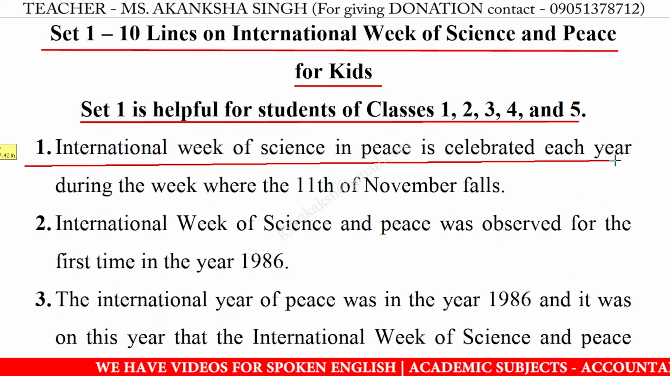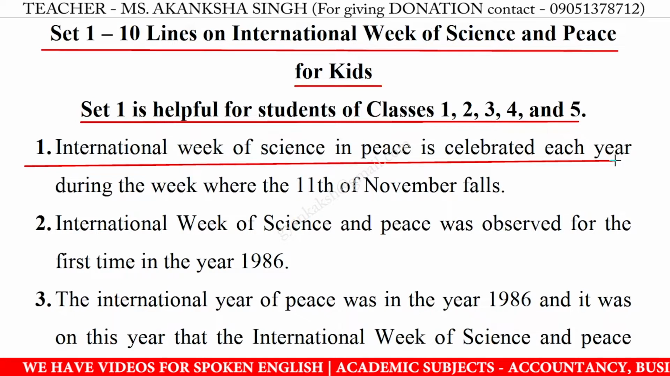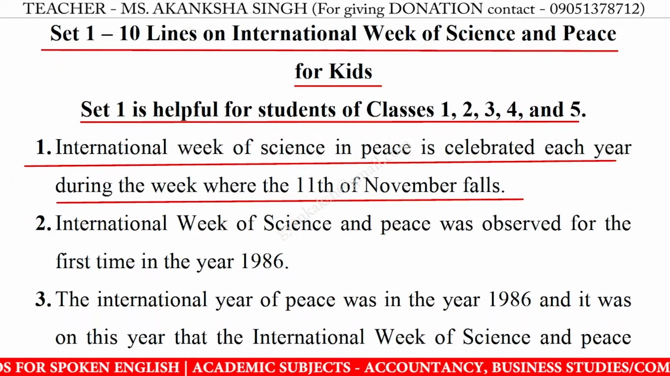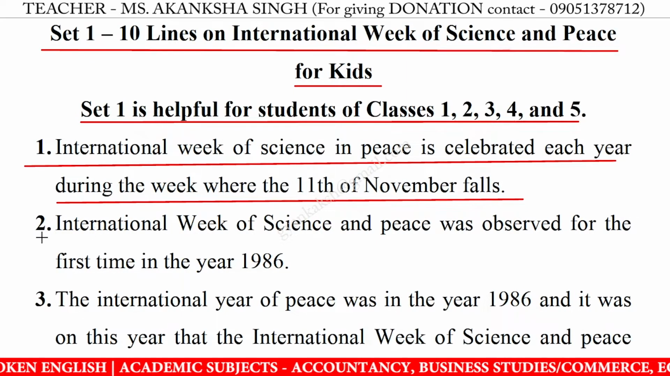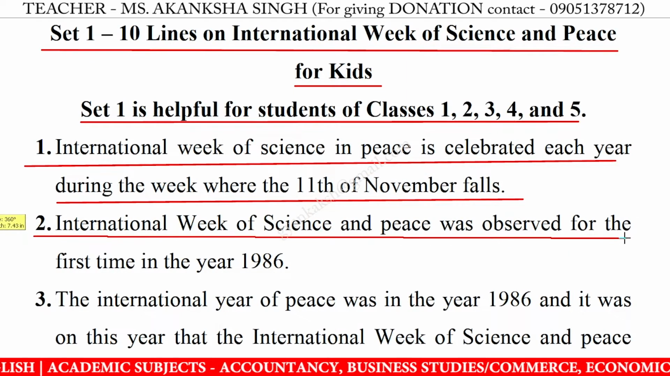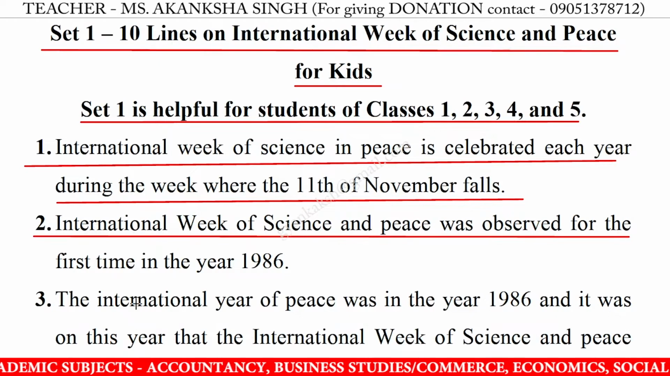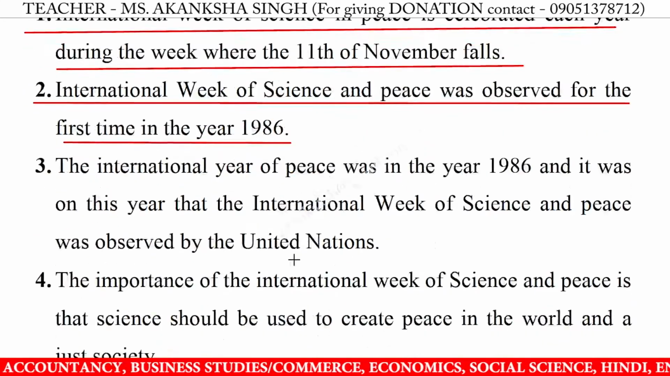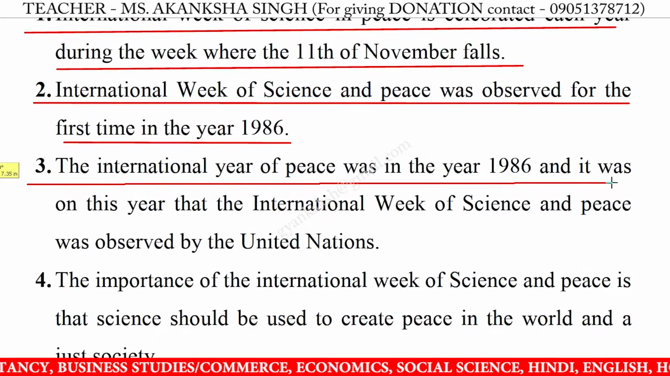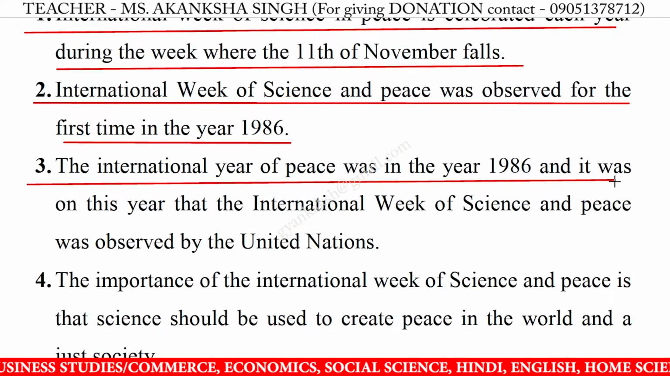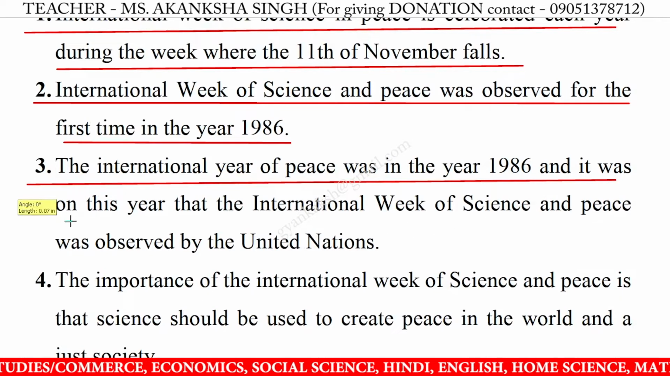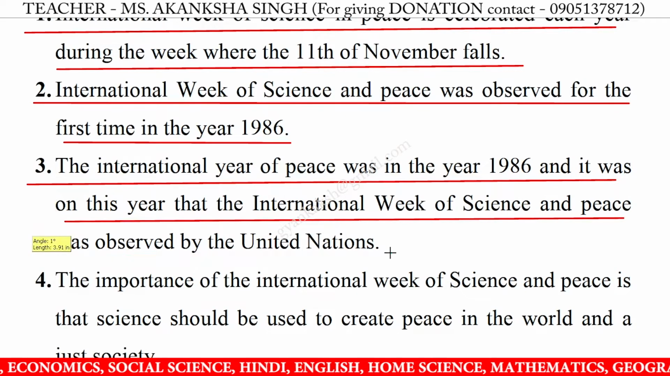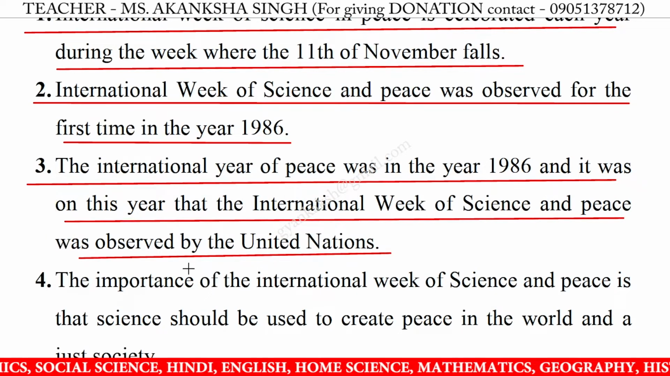Number 1. International Week of Science and Peace is celebrated each year during the week where the 11th of November falls. Number 2. International Week of Science and Peace was observed for the first time in the year 1986. Number 3. The International Year of Peace was in the year 1986, and it was in this year that the International Week of Science and Peace was observed by the United Nations.